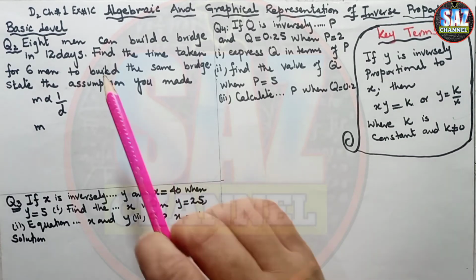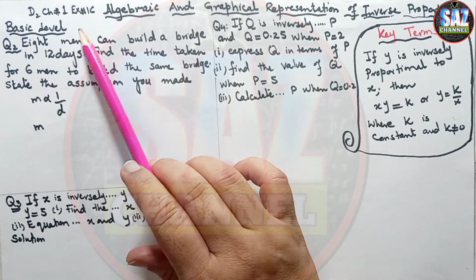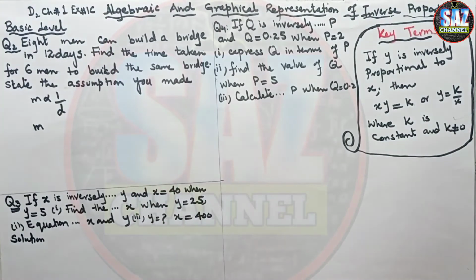This is my first lesson of D2, chapter number 1, exercise 1C, that is about algebraic and graphical representation of inverse proportion. How to understand what inverse proportion is: when two quantities are in such a relation that when one quantity increases, it causes a proportional decrease in the other, or when one quantity decreases, it causes a proportional increase in the other quantity, then the two quantities are said to be in inverse proportion.